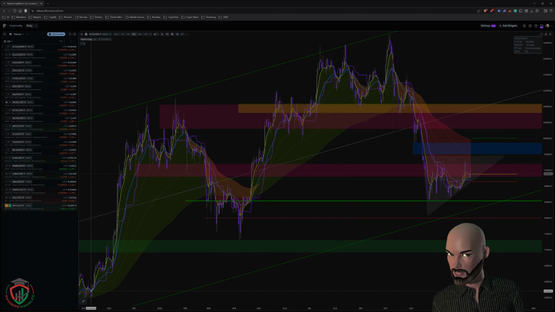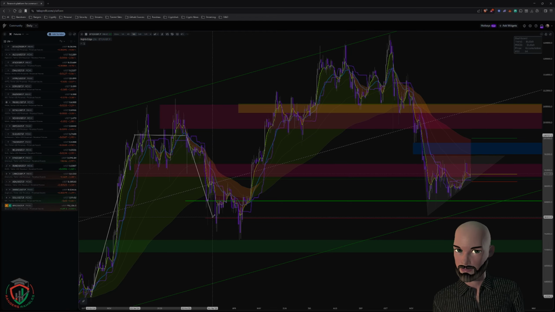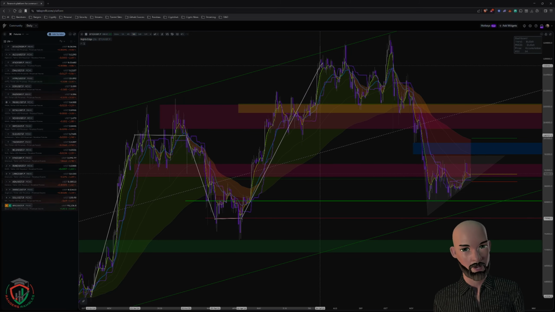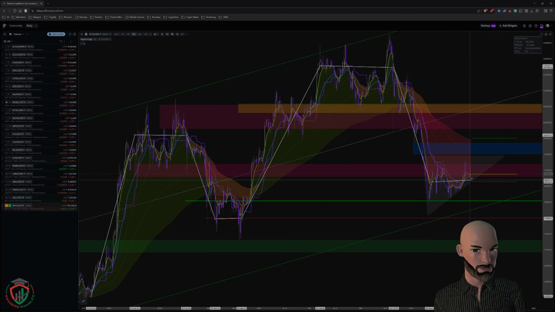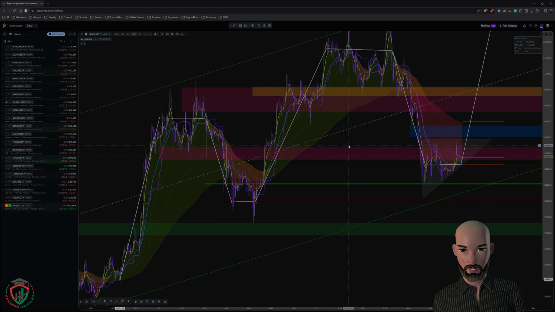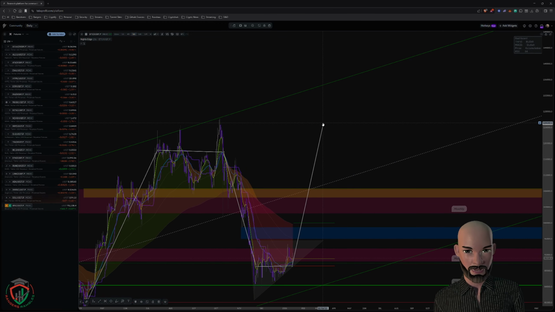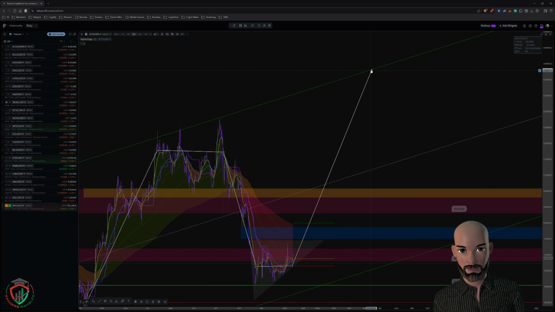It'd be nice if you could always go back on a path, wouldn't it? But you broke up, you've consolidated, broke down, you've consolidated, broke up, you've consolidated, broke down, we've consolidated. Depending on how long this consolidation is, if we continue this pattern of trading that we've got here, we should go to the upside once more. That would be really cool, wouldn't it?